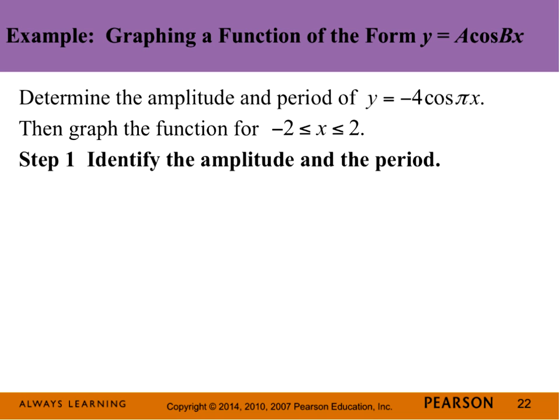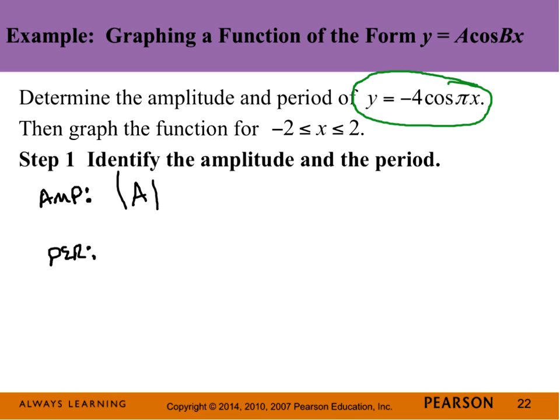This is awesome. Okay, so we're going to look at the graph of -4 times the cosine of pi x. All right, so our first task is to identify the amplitude and the period. So the amplitude is the absolute value of A. Oh, let me identify A and B here. A is -4, B is pi in this case.